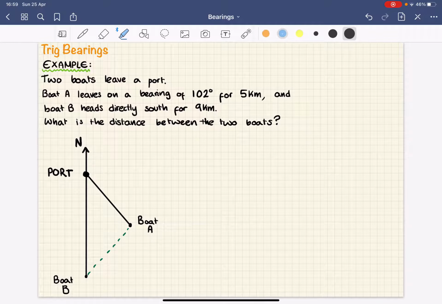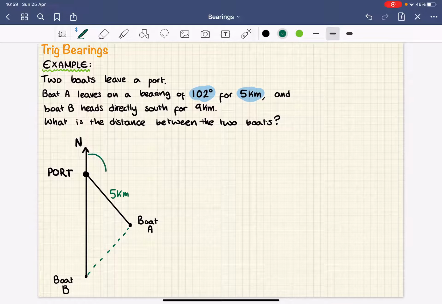To help me, I need to start putting in some of the information from that written part of the question. So key things to look out for, this bearing of 102 degrees for 5 kilometers for boat A. So that means this distance here is 5 kilometers. And remember, bearings go from the northern line in a clockwise direction. So that's going to come round in a clockwise direction for 102 degrees. And then boat B heads directly south for 9 kilometers. So this distance here is going to be 9 kilometers.